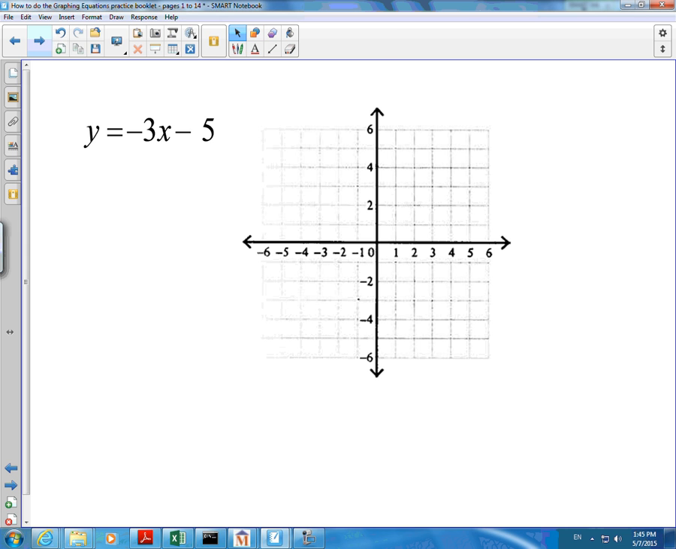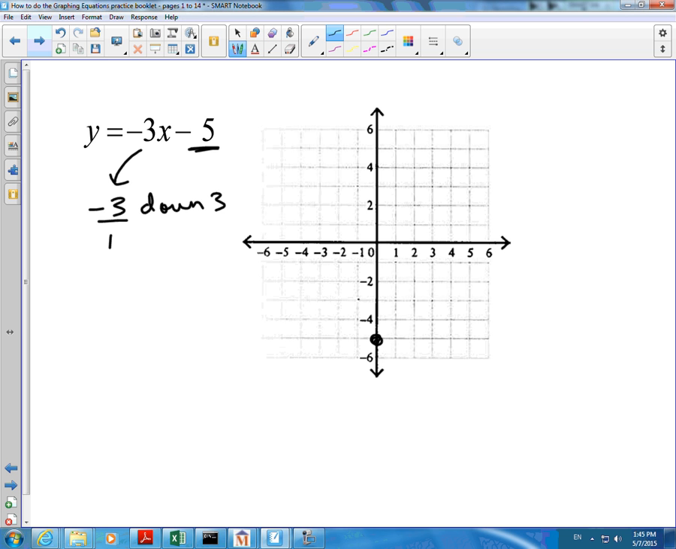Next one's more of the same, only the fact that this is a -3 tells me that when I start at -5, at my y-intercept, I'm going to go down 3 and right 1. Since this is a positive 1, right is the positive direction when I'm going back and forth, whereas down is the negative direction when I'm going up and down. Having said that, bit of a problem. If I try to count down 3 from this point, I'm going to run out of space in my grid.